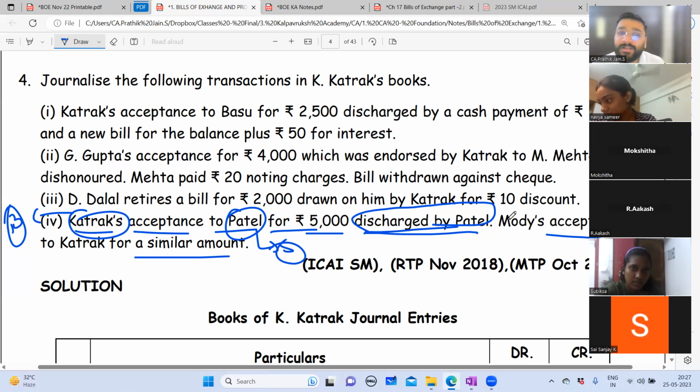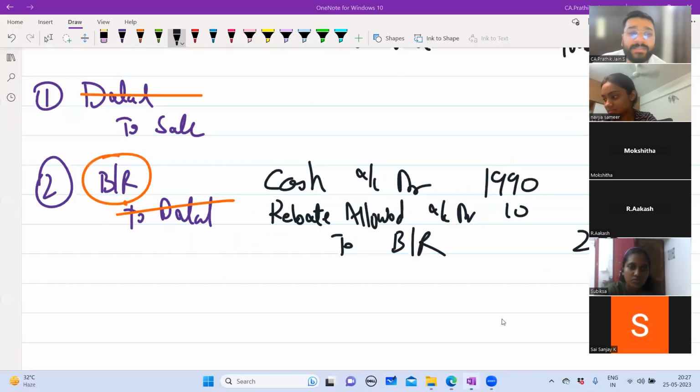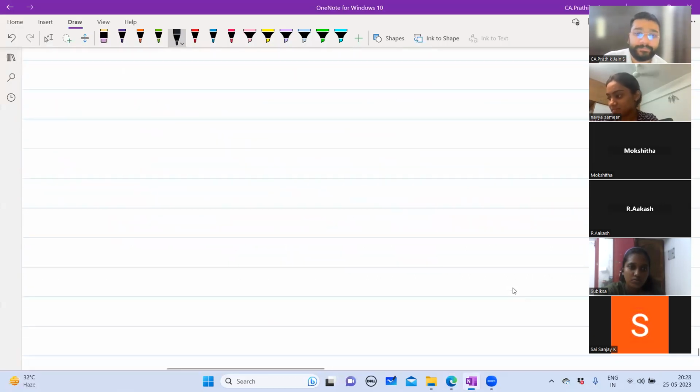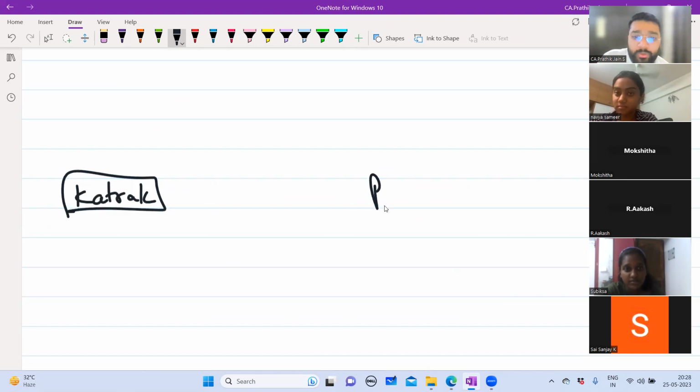Wait. Katrak versus Patel is a different situation. Modi versus Katrak is a different situation. I'll come to endorsement a little later. So Modi's acceptance to Katrak for a similar amount is a different situation. So let's understand. So what is discharged? This is Katrak. This is Patel.